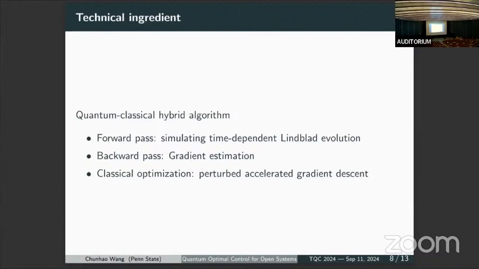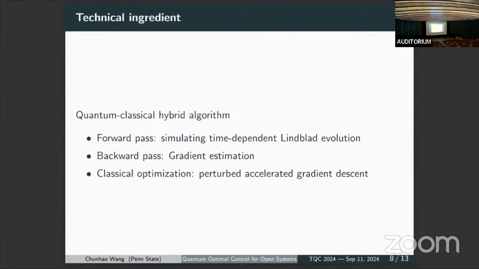Also, because the objective function is non-convex, for this accelerated gradient descent we only perturb the gradient in some cases. And when we do the optimization, we exploit the negative curvature to jump out of the saddle point. So this is different from standard gradient descent.